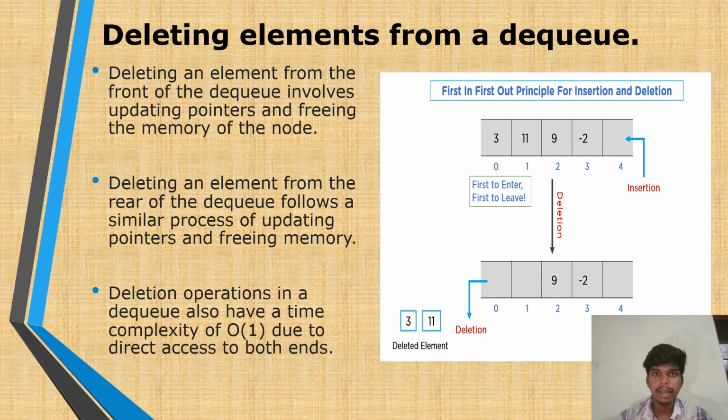Deleting elements from a DQ. Deleting an element from the front of the DQ involves updating pointers and freeing the memory of the node. Deleting an element from the rear of the DQ follows a similar process of updating pointers and freeing memory. Deletion operations in a DQ also have a time complexity of O(1) due to direct access to both ends.